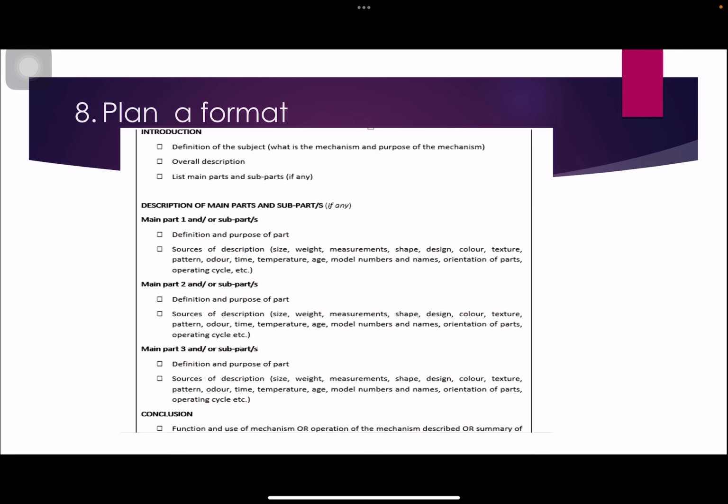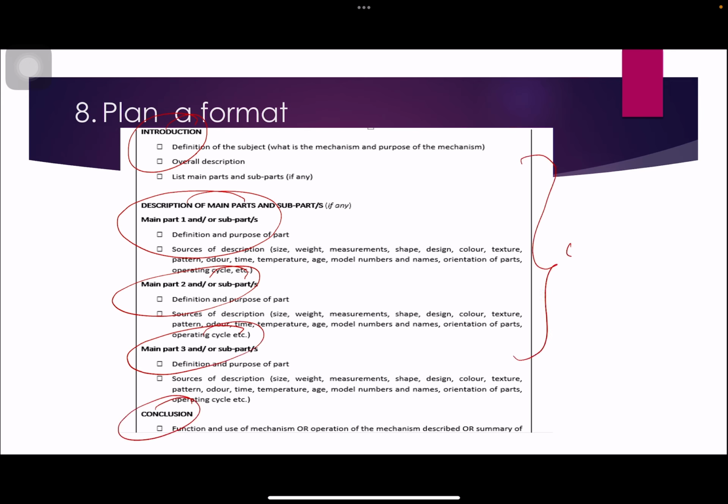So this is planning a format. In the introduction, what do you need to include? And then in the body paragraphs, you are going to have main part 1 and its subparts, if any, main part 2, and main part 3, and lastly the conclusion. So this is how you are going to organize your technical description.